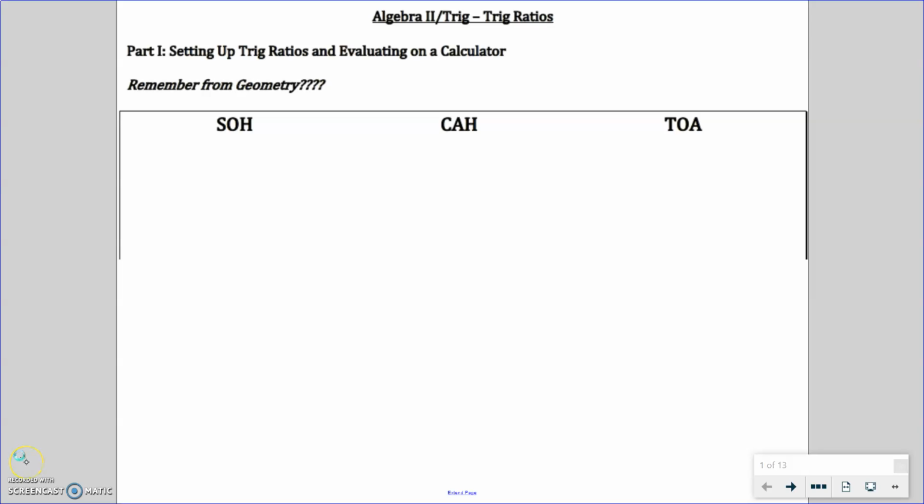Good morning, everybody. Today is going to be our first day talking about setting up trig ratios. So there are some things that we need to review real quick from geometry.